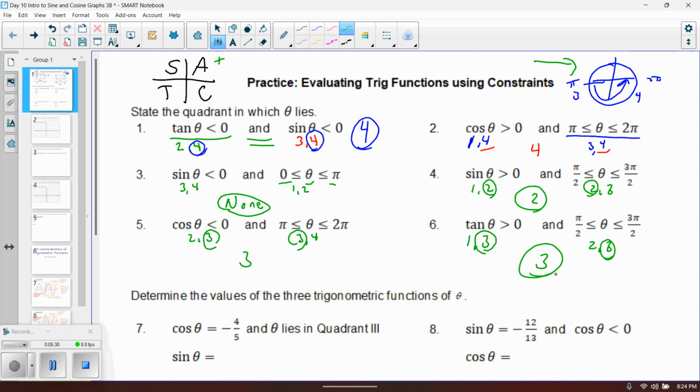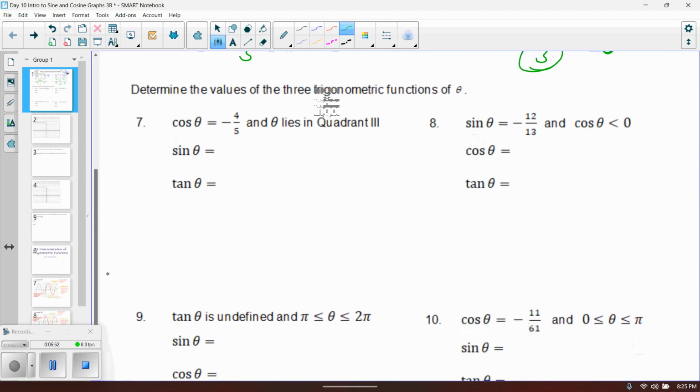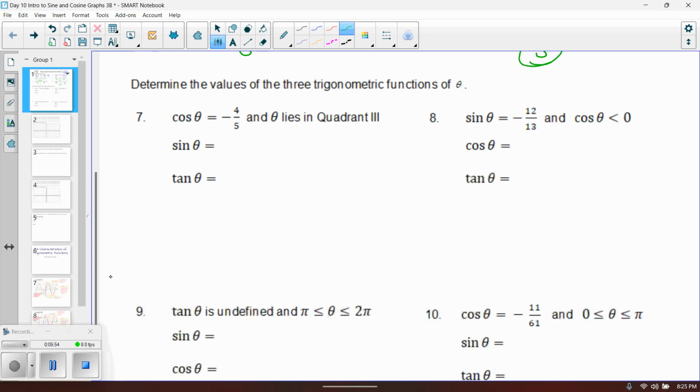So really all that is determining what quadrant you're going to be in based upon a couple of different pieces of information. They're either going to tell you where the trig function is positive or negative, or they're going to tell you what possible quadrants you could lie in by telling you where theta could be. And then you have to determine the actual overlap there. All right, moving on to number 7 and 8.